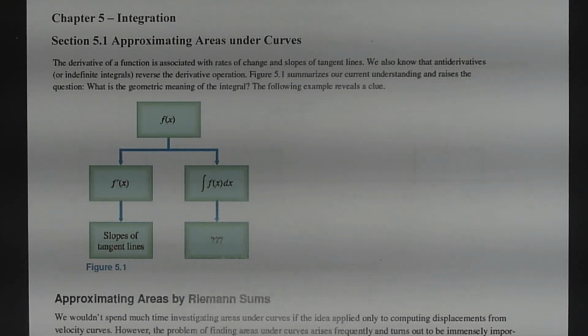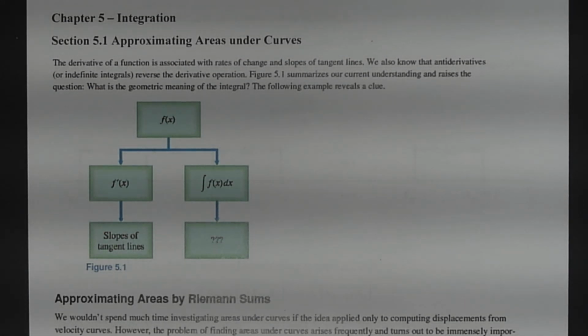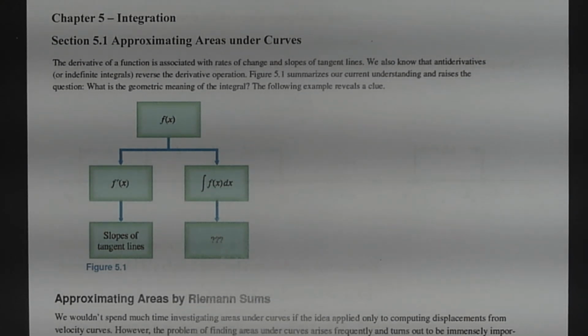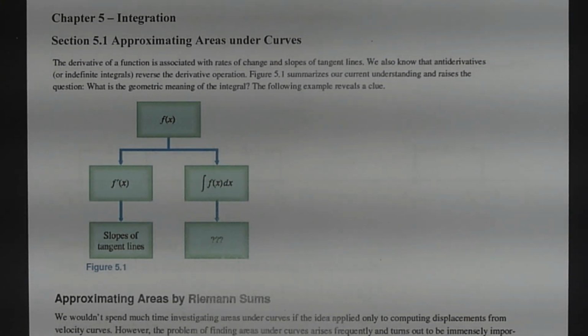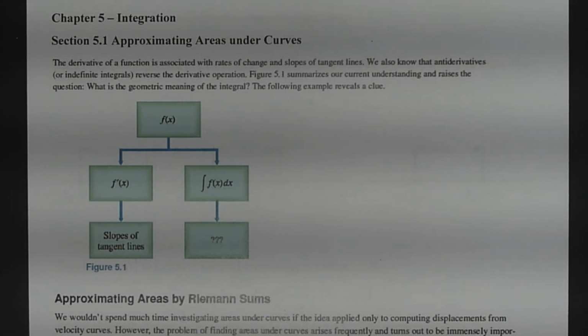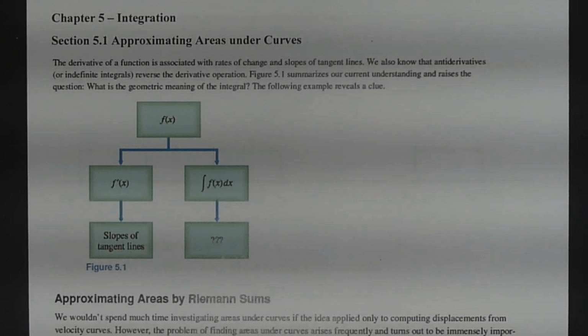All right, in this video, we're going to talk about section 5.1, dealing with approximating areas under curves. Out of this section, we're going to be evaluating left, right, and midpoint Riemann sums. Also, we're going to use sigma notation to evaluate expressions in sigma notation, and we're going to evaluate Riemann sums for large numbers of subintervals.